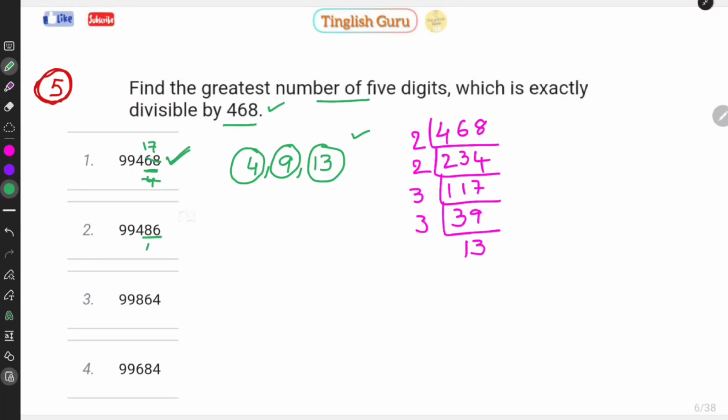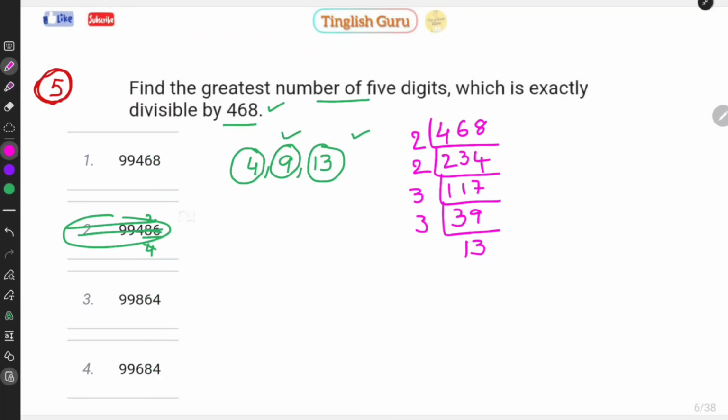Next, 86 divided by 4, 4 twos, and it is not divisible by 4 because a remainder is coming. So eliminate this option. And next 64 divided by 4 is divisible, 4 ones, 4 sixes. Next 84 divided by 4, 4 twos, 4 ones. So next check with 9.